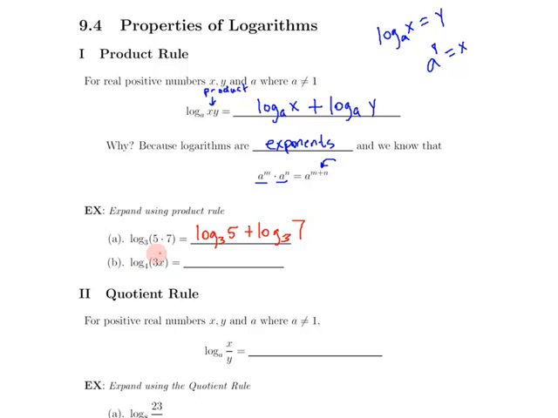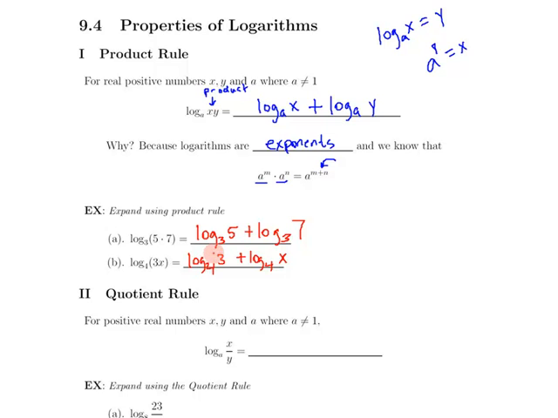We can also do it when we have variables involved. So this log base 4 of 3x would be log base 4 of 3, because there's an understood multiplication in between, plus log base 4 of x. A product inside becomes a sum between two of the same kind of logarithm.